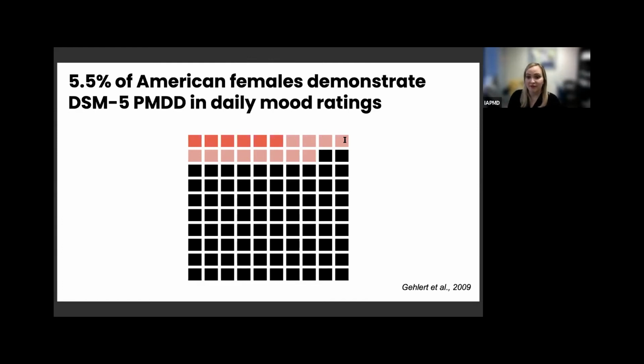In prospective representative studies, it looks like 5 to 6% of American females show a pattern that is roughly consistent with DSM-5 PMDD when we look at daily ratings. So it's certainly prevalent, but it's not all females at all. Next slide.